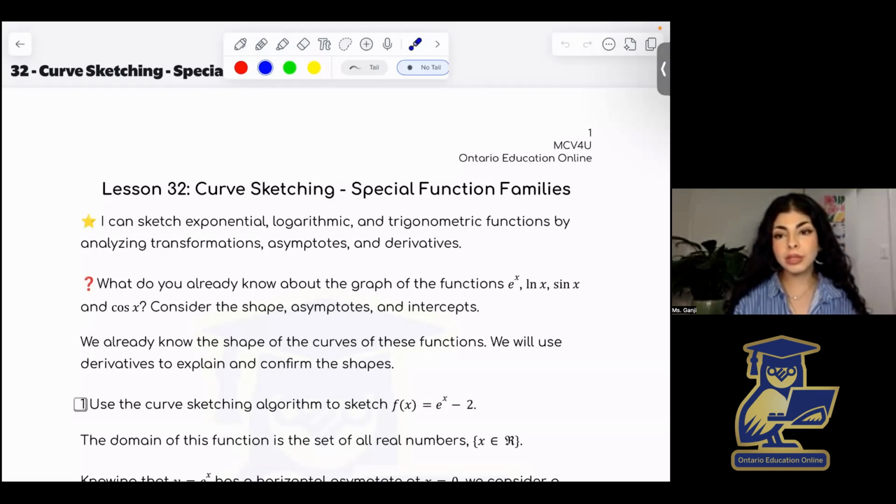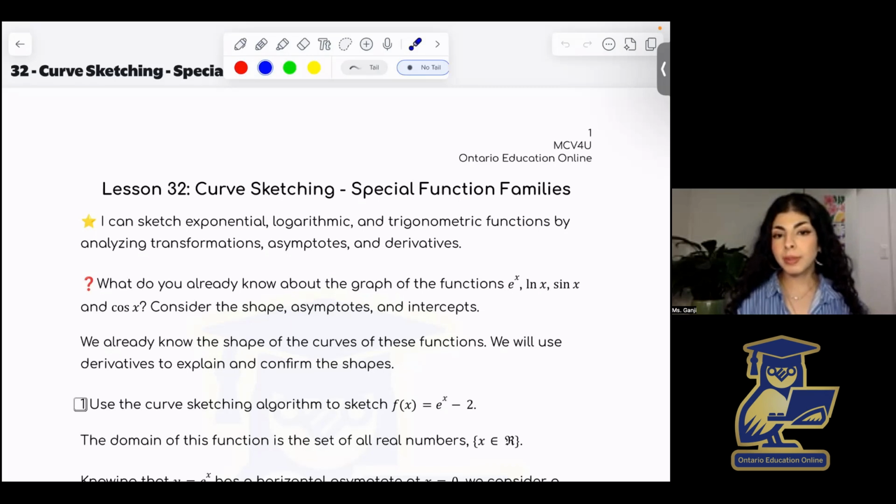So today we are looking at special function families, and specifically with our learning goal, we are learning to sketch exponential, logarithmic, and trigonometric functions by analyzing transformations, asymptotes, and derivatives. So transformations you've already seen previously. And that's why I start with this question of what do you already know about the graph of the exponential function, logarithmic function, the sine and cosine function. So consider its shape, asymptotes, and any intercepts it has, because a lot of the examples you're going to see in this lesson can be solved using just what we know about transformations.